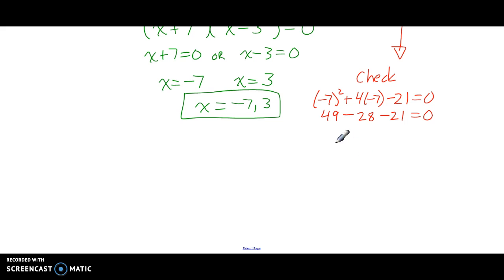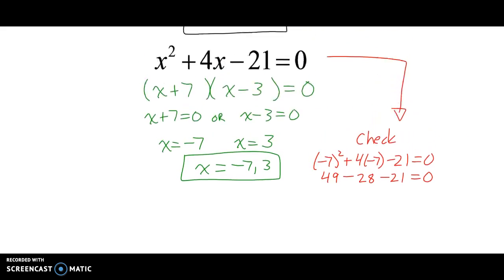And the other one, oops, I scrolled too far. There we go. 3 squared plus 4 times 3 minus 21. 3 squared is 9. 4 times 3 is 12. 9 plus 12 is 21 minus 21 equals 0.